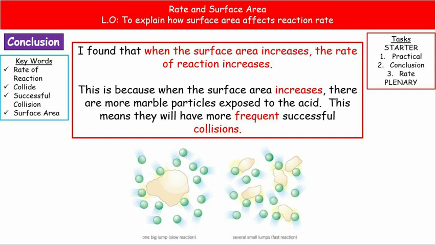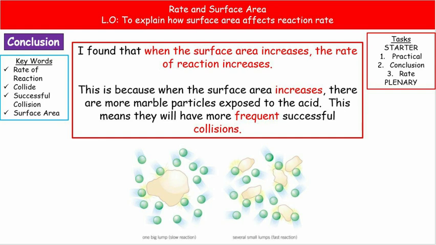Let's check those answers then. So hopefully the end of that first sentence is along the lines of, I found that when the surface area increases, the rate of reaction increases. Now, some of you may have just talked about the fact that when the particle size gets smaller, and that's okay, but we really need to be talking about surface area. So remember, if we've got one big lump, then that's actually got a small surface area. Whereas if we break that one big lump up into lots of smaller ones, or even a powder, then we increase the surface area. So as surface area increases, the rate of reaction increases.